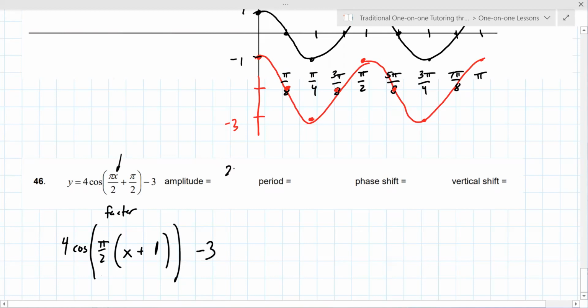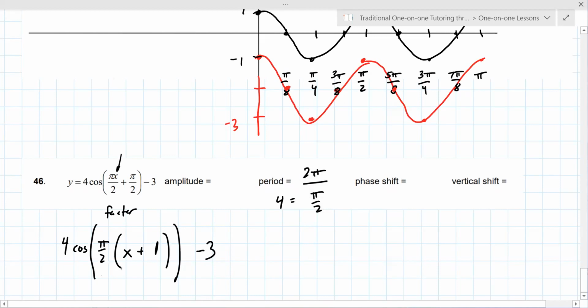So your period is 2 pi over b. Your b is pi/2, and you do want to simplify that. So your period is 4. Oops, sorry, that's all wrong. It goes right there. Now it's right. Don't do the amplitude first, do the period first.